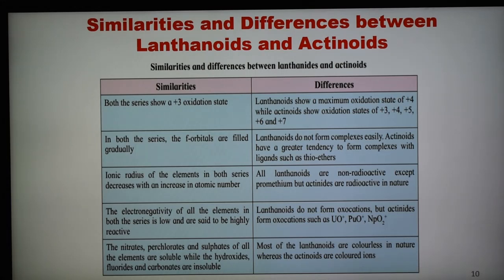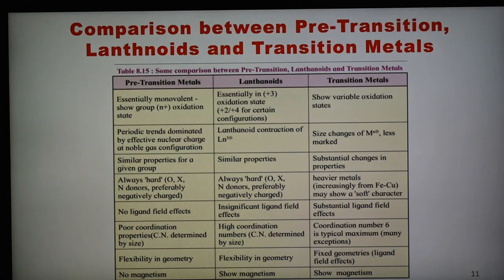So because of the presence of a number of unpaired electrons, they are colored ions. Actinoids and most of the lanthanoids are colorless. So this is the point of similarity and point of difference between lanthanoids and actinoids. Another table is there of comparison between pre-transition metals and lanthanoids and the transition metals. And here, one by one, points are given.